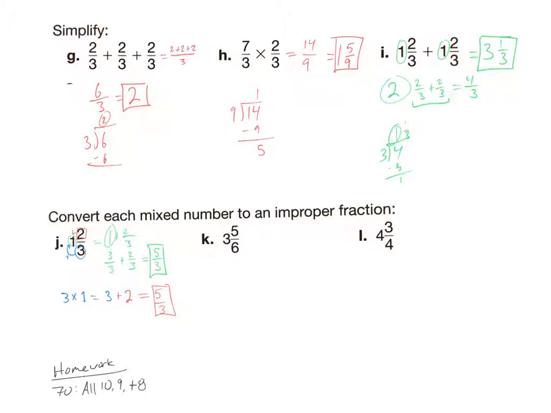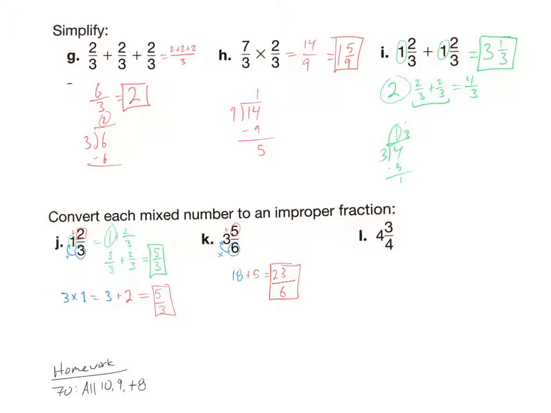And we're going to say 6 times 3, which is going to give me 18. And I'm going to say plus the 5. That's going to give me 23. I'm going to say that over the denominator, 6, so 23 over 6.